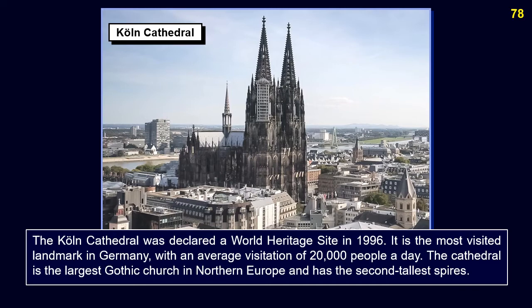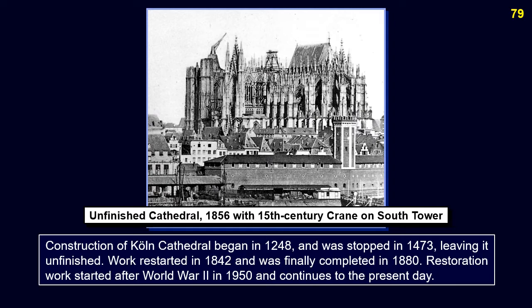The cathedral is the largest Gothic church in Northern Europe, and has the second tallest spires. Construction of Köln Cathedral began in 1248, and was stopped in 1473, leaving it unfinished. Work restarted in 1842, and was finally completed in 1880. Restoration work started after World War II in 1950, and continues to the present day.